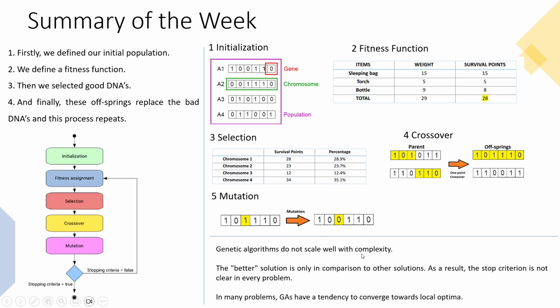And what we discussed is genetic algorithms do not scale well with complexity. You should not use genetic algorithms for too complicated problems. The better solution is only in comparison to other solutions. It's not guaranteed to have the best solution with genetic algorithms. In many problems, genetic algorithms have a tendency to converge towards local optima. So be careful while you are using genetic algorithms. So that was it for this week's lecture. Next week we will be discussing neural networks.